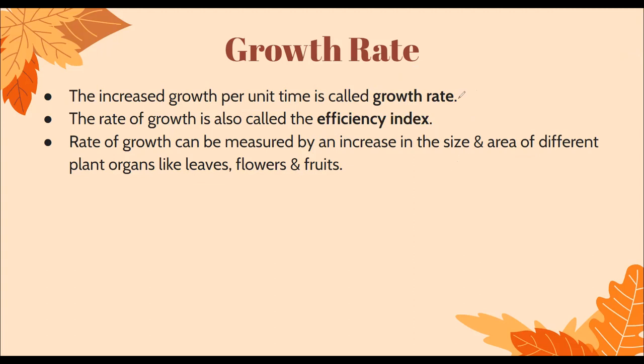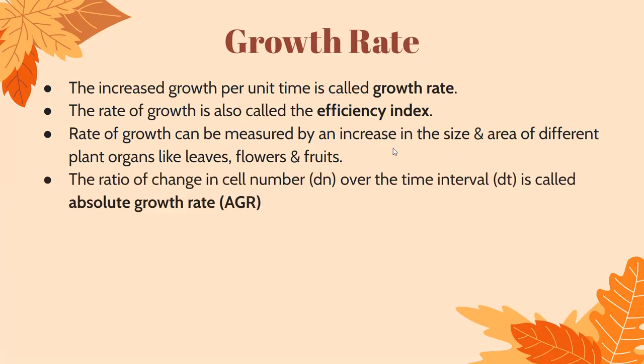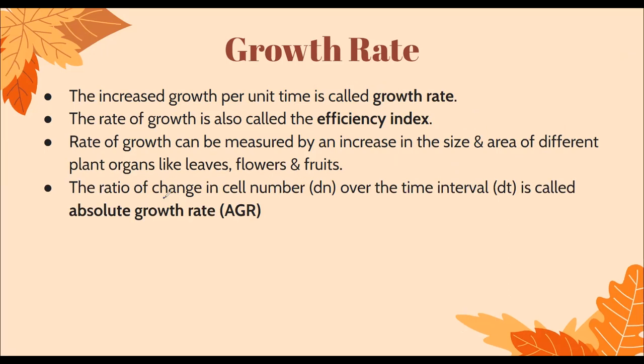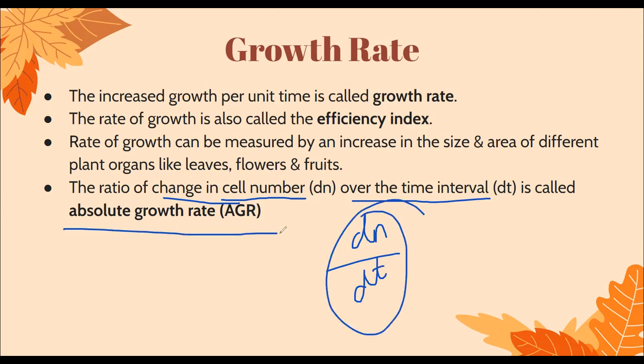Okay, when you want to measure the rate of growth, you take the ratio of change in the number of cells. You want to measure the increase in the size and the area, how much it has increased. So you will take the ratio of the change in cell number over a period of time, how many cells have increased over, let's say, 5 days, 10 days, etc. This ratio will be known as absolute growth rate.